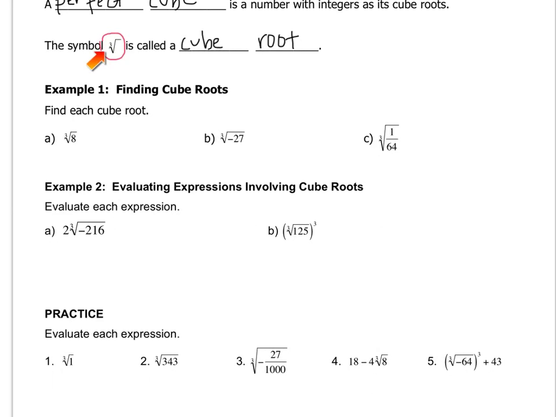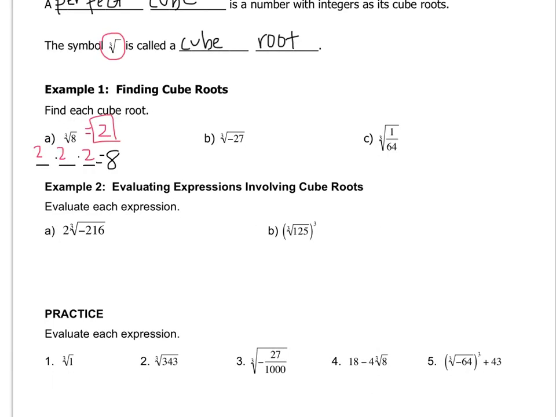All right, so now let's get to the examples. What the letter A is asking is, what number, when you use it as a factor 3 times, gives you 8? So what times what times what equals 8? I want to use that same number 3 times. So let's do some guess and check. What number do you think it is? The answer is 2, because 2 times 2 times 2 is 8. So the cube root is 2.